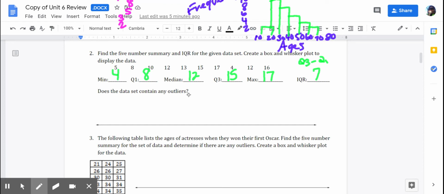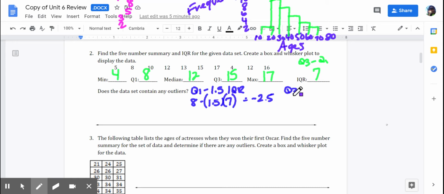And remember, there's certain tests that you have to run for the lower fence, and then there's a different test for the upper fence. For my lower fence, it's Q1 minus 1.5 times the IQR, which is going to give me 8 minus 1.5 times 7. And when I type that into my calculator, I get negative 2.5. So I'm going to look through my list, see if there's any number that is negative 2.5 or lower. I can see that there's not.